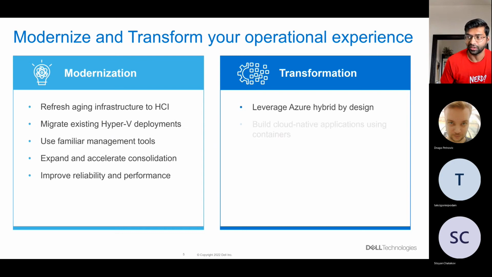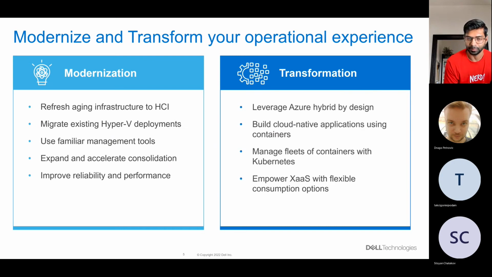So how do you modernize and transform your existing infrastructure, right? First of all, as part of modernization, you need to refresh aging infrastructure to HCI. If you don't know what HCI is, it's basically hyper-converged infrastructure. And by aging infrastructure, what we mean is traditionally you've had three tiers of infrastructure in your data center, right? You've had compute, so you've got servers, then you've got storage, and then you've got networking. All of these components were distinct. They were managed distinctly with little to no interconnection between them.